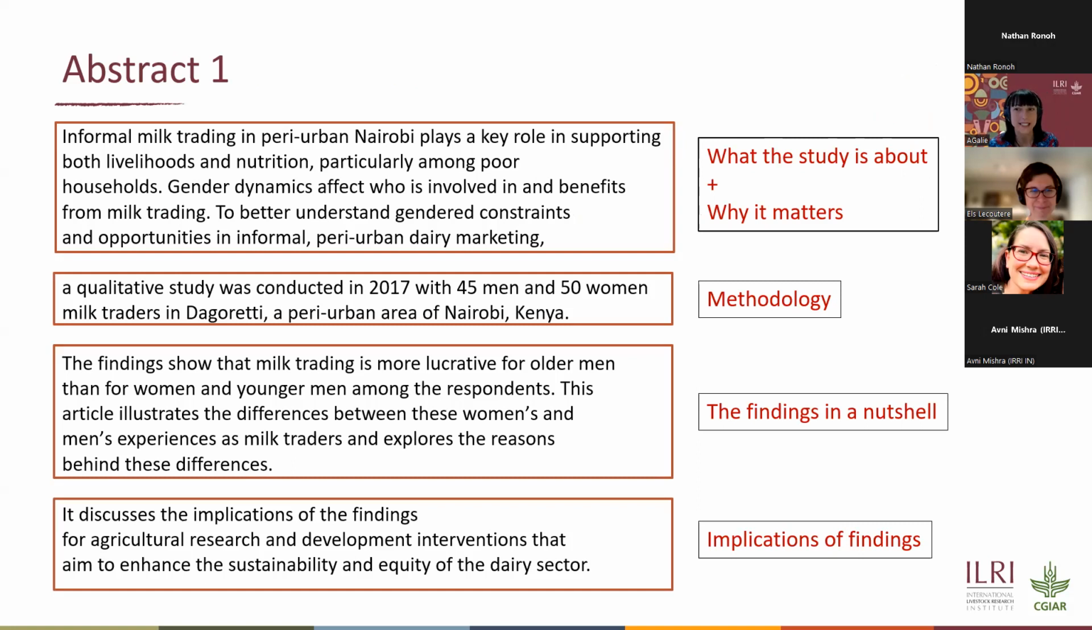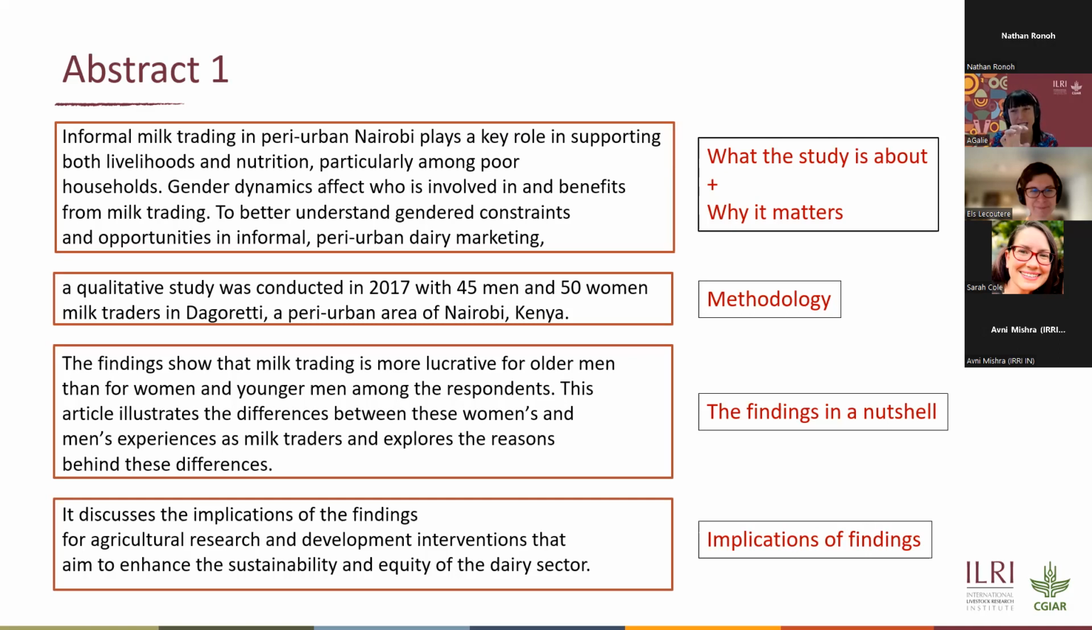If you look at this, it starts by saying informal milk trading in peri-urban Nairobi plays a key role in supporting both livelihoods and nutrition, particularly among poor households. And then this is a gender study, so they bring in the gender dynamics. Gender dynamics affect who is involved in and benefits from milk trading, to better understand gender constraints and opportunities, and so on and so forth.